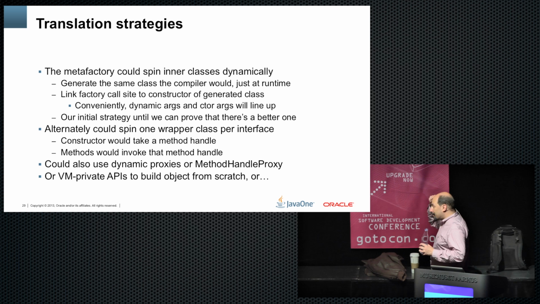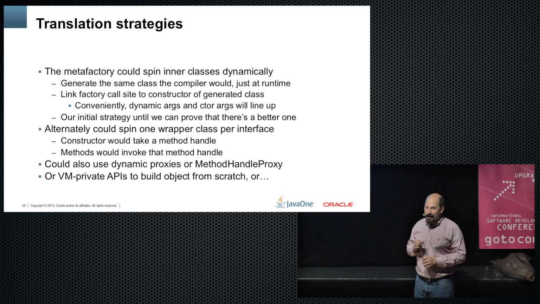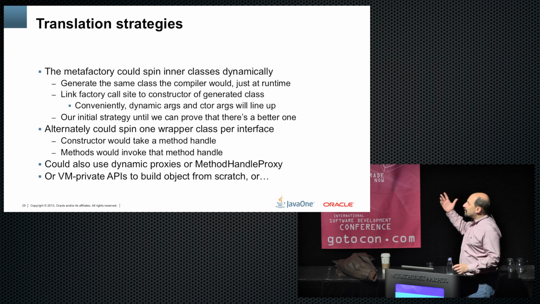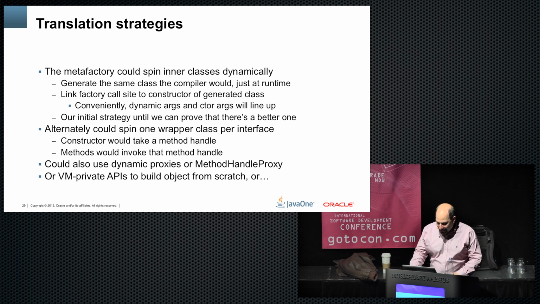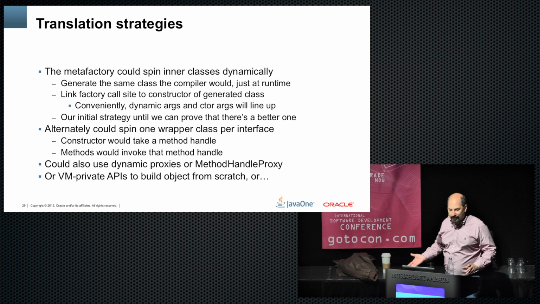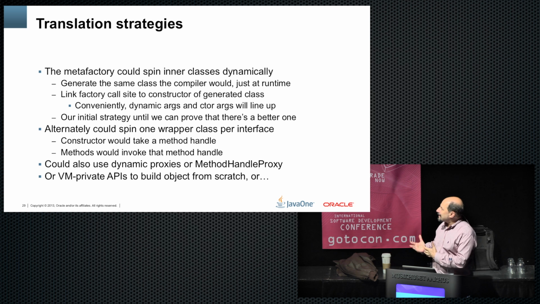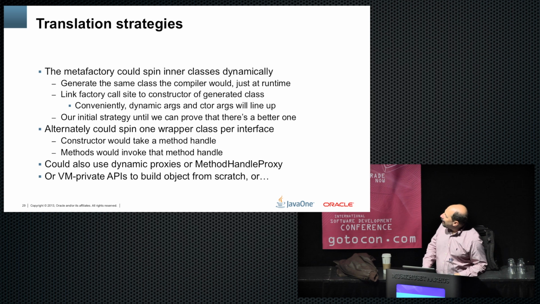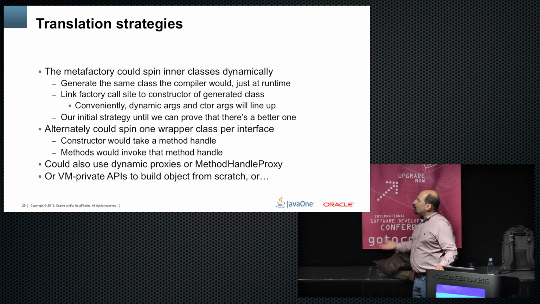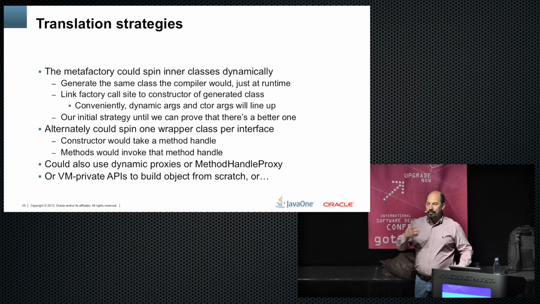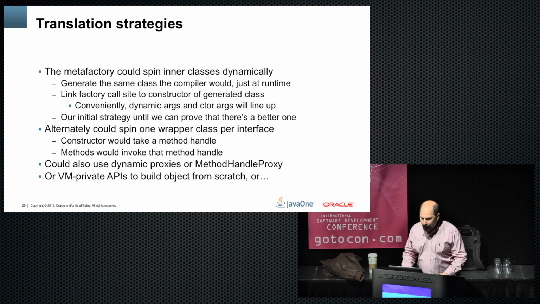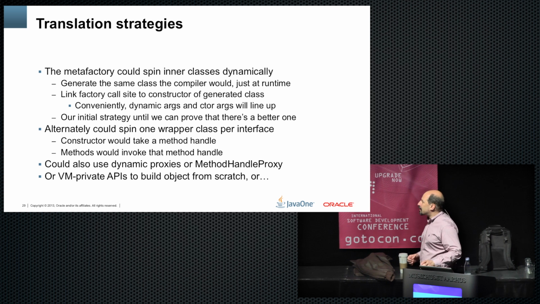Now we have this thing we call the metafactory, the bootstrap method for these lambda capture sites. It could do anything it wants. It could generate an inner class dynamically, spin the class at runtime using ASM, and then just link the call site to the constructor of that generated class. That's actually the initial strategy that we implemented, but that's just the version 1 strategy. In the future, instead of spinning one class per lambda, we could spin one class per functional interface type, one wrapper class for Runnable, one for Comparator, etc., and just pass a method handle to its constructor. We'll do that as soon as we're sure that the performance of that is better.